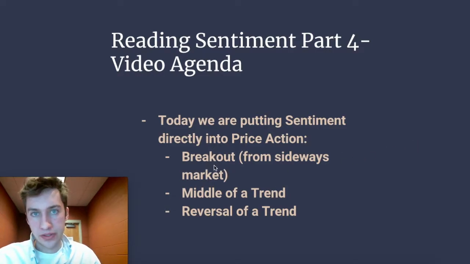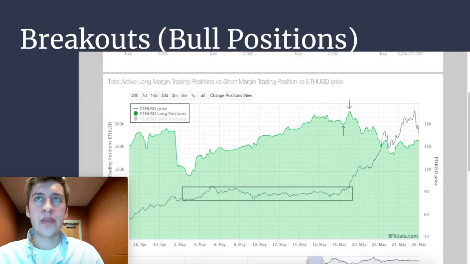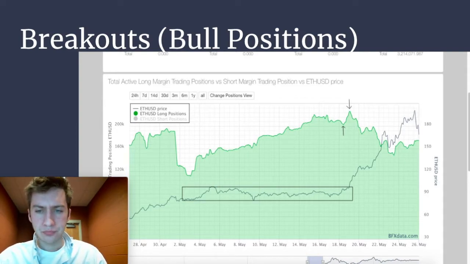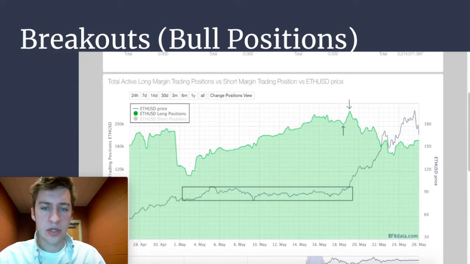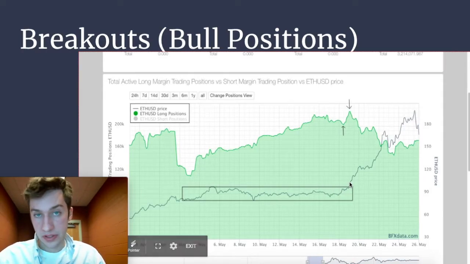Let's talk about the breakout stage. So what do you want to see in a breakout stage with bull positions in an uptrend? So when you see the beginning of a trend, it could be a downtrend or it could be an uptrend that forms after a consolidation period, like we can see right here. We have some serious consolidation around May for Ethereum. And then we had price breaking out of this consolidation.